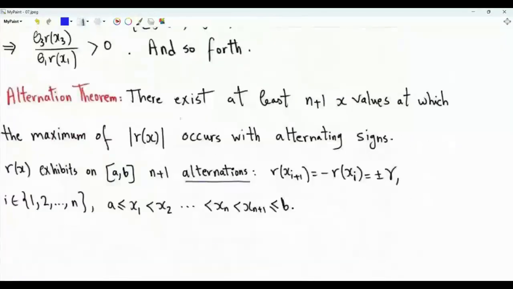This is the alternation theorem. There exist at least n plus 1 x values at which the maximum of the magnitude of the residual occurs with alternating signs. The residual r of x exhibits, on the interval from a to b, or generally on the compact set big X, n plus 1 alternations. R of x sub i plus 1 is minus r of x sub i, and this is either plus gamma or minus gamma.